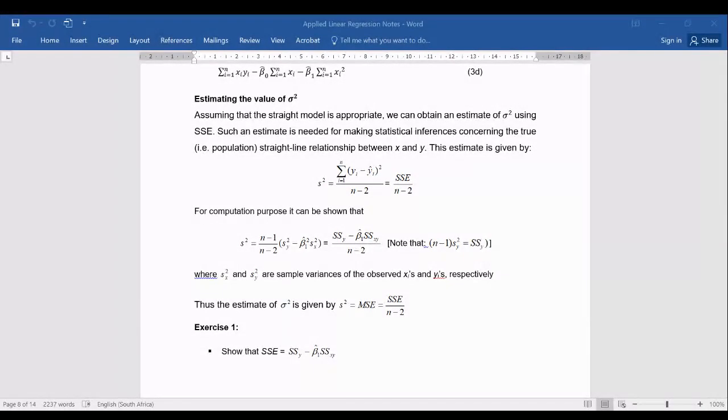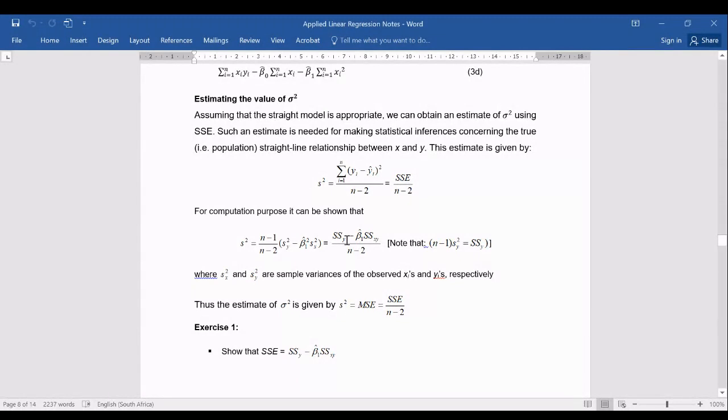Please mute your mic, Makofane. So we are here, we're estimating. I was explaining how or why we are having that S which is equal to SSE divided by n minus 2 degrees of freedom. And that SSE divided by n minus 2 degrees of freedom becomes MSE because it's the errors divided by their degrees of freedom. So that gives us the mean square error.